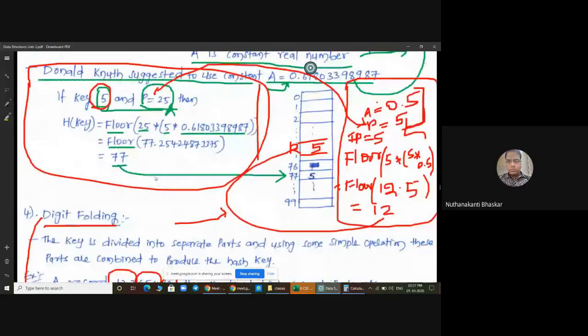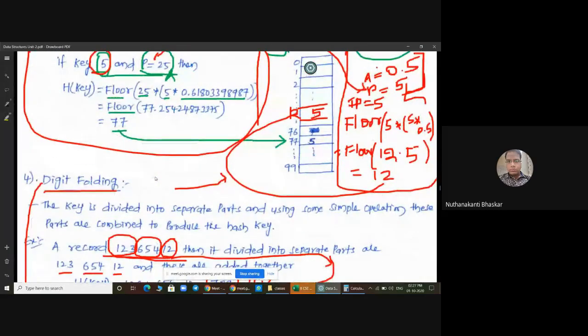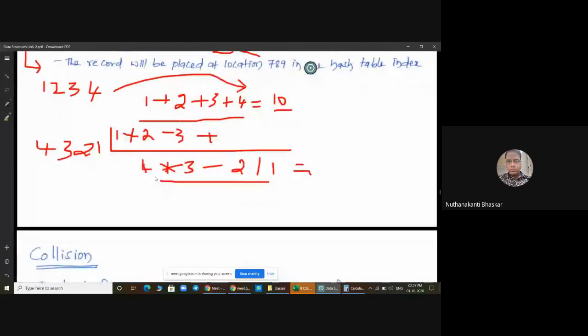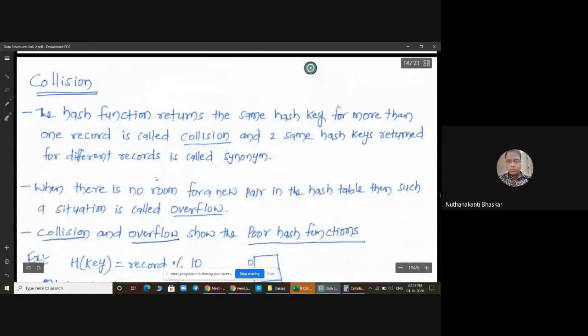In your textbook the hashing mechanism is not there. Please follow some material and follow my notes, then you can understand. Are these methods clear? Yes, sir. Right. The next topic is collision. In the next class we will discuss it.